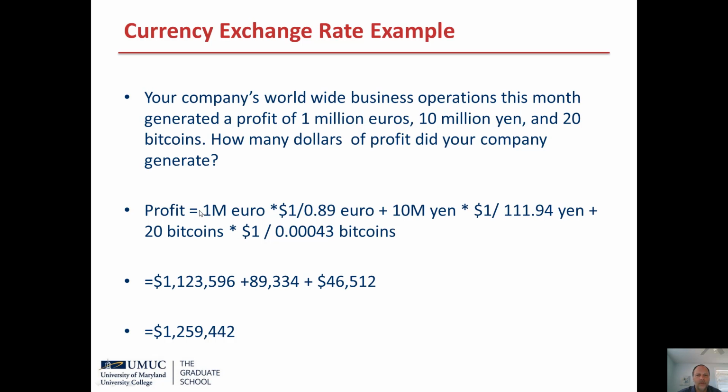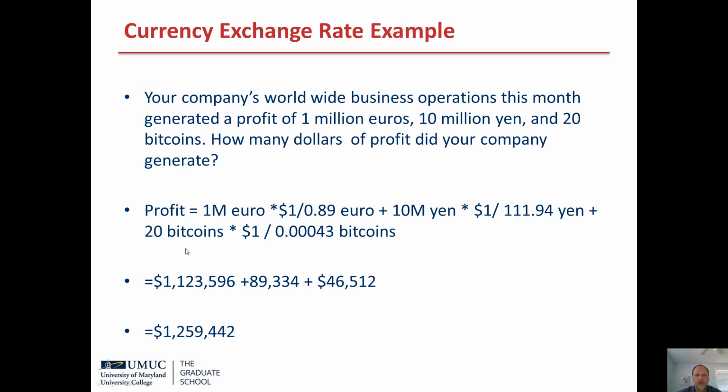So to calculate this, we have to take the 1 million euros, multiply by the exchange rate of $1 per 0.89 euros. It's very important when doing this to keep track of your units so you can see the euros cancel out and you end up in dollars. Add that to 10 million yen multiplied by $1 divided by 111.94 yen. Again, the yen cancels and you're left with dollars.